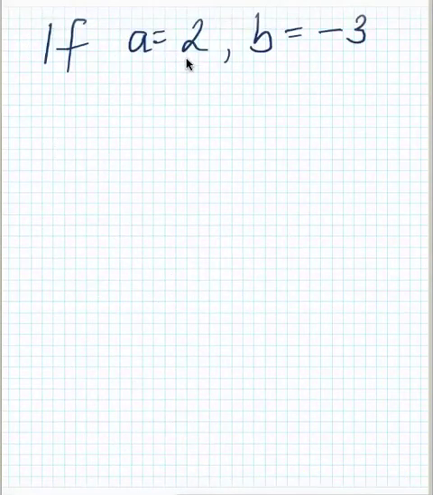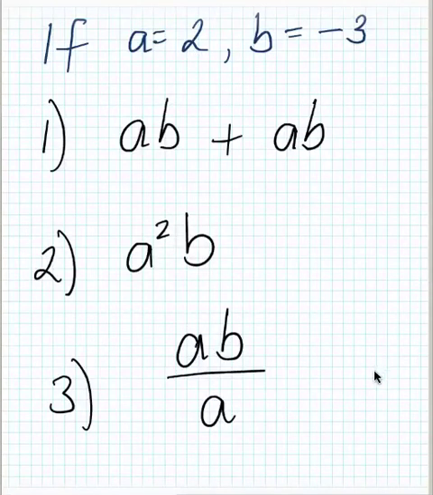Okay, so now with our question, it's asking us to use substitution. We've got 2 variables given to us. If a is 2 and b is -3. So let's do these 3 questions. Some of them may look a bit tricky, but they're actually all quite easy.